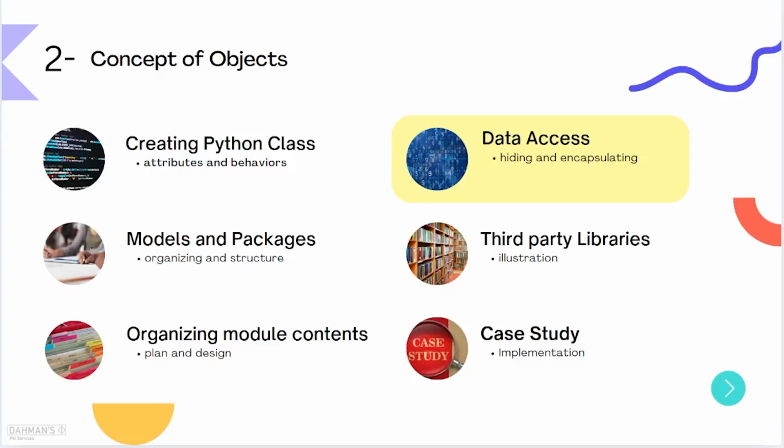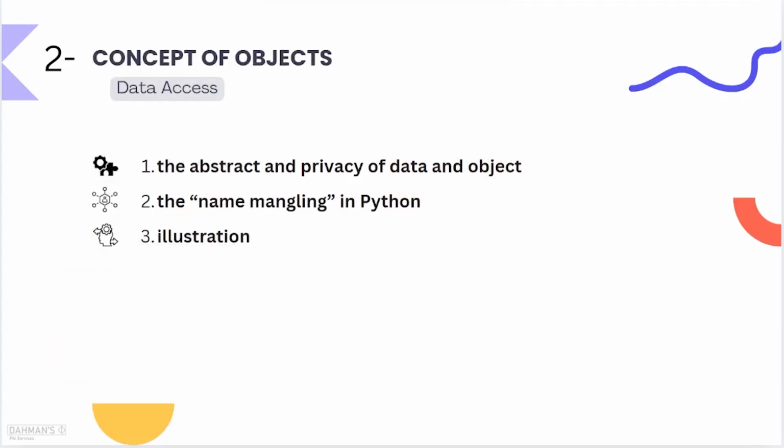Hi, welcome back. So we are at the outline data access. In this outline, we're going to be discussing a number of points. First, we're going to be looking at the idea of abstraction and privacy of data and objects. Also, we'll be looking at name mangling in Python. What does that mean? And maybe a quick illustration.